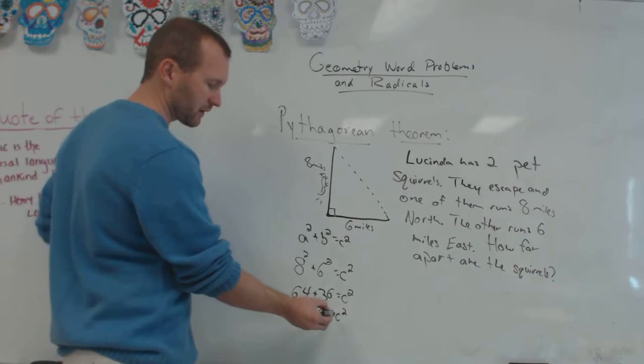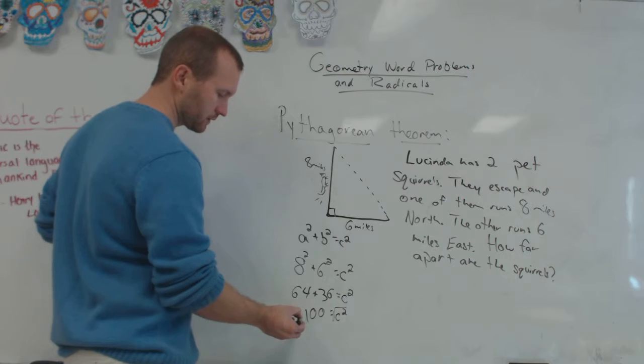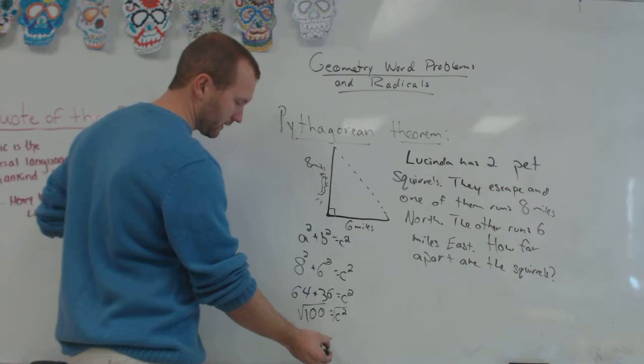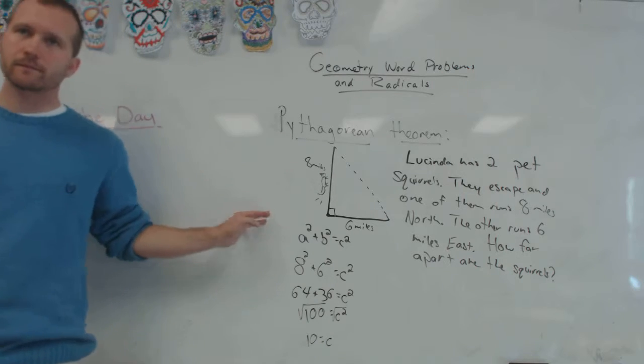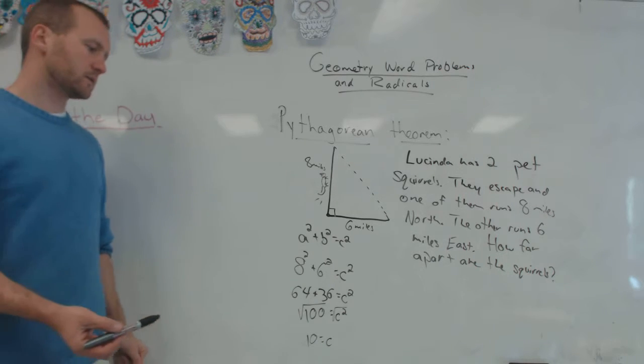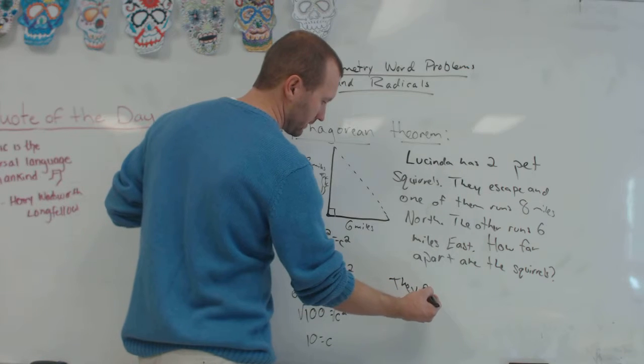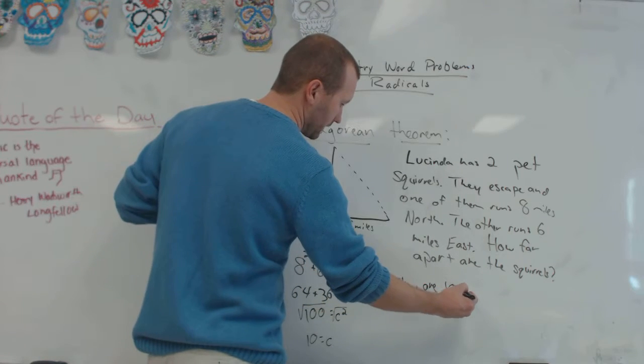So we need to take the square root of both sides. And we'll see that C equals 10. So our answer to this problem would be they are 10.